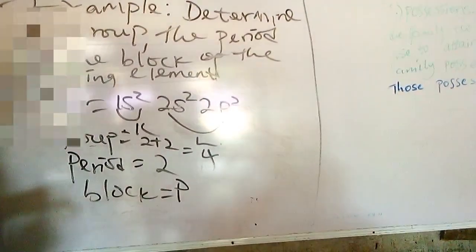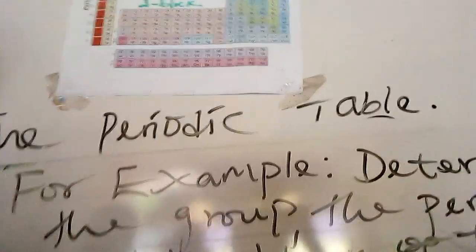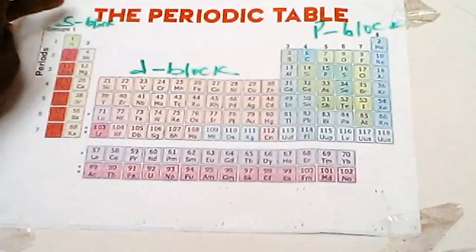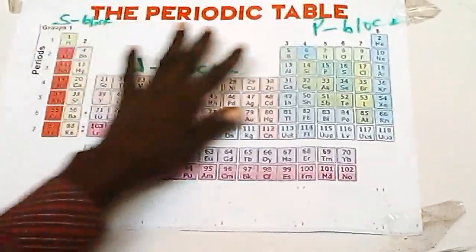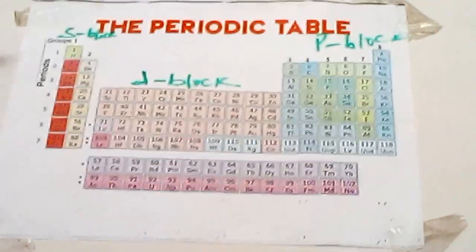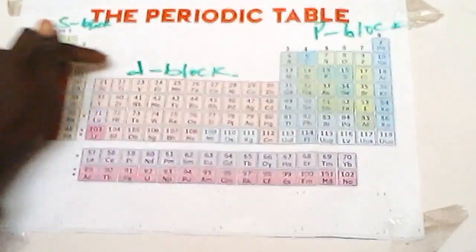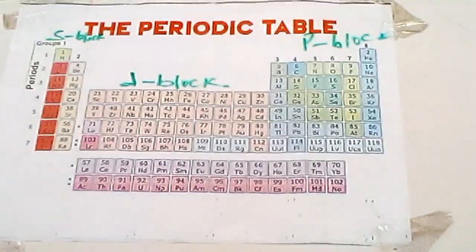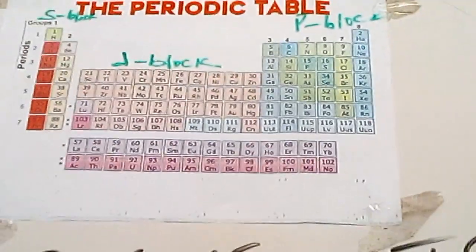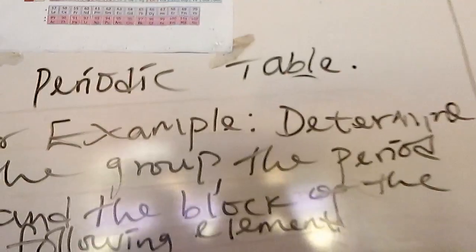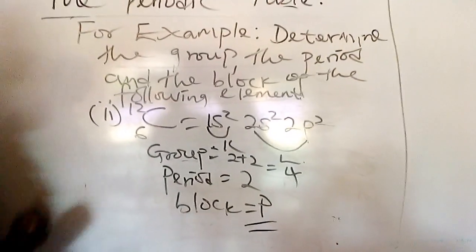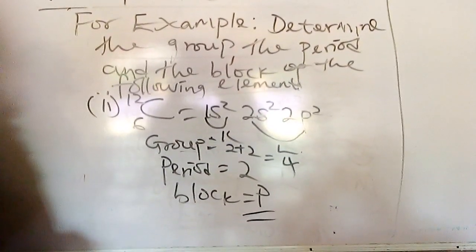So once again, let us verify from our periodic table. We say carbon belongs to group 4. This is group 1, group 2, these are the d block, group 3, group 4. Look at carbon, group 4. It belongs to period 2. Don't forget, this is period 1, this is period 2, and this is carbon. And the block, look at it, is block p. So with this we are done with how to use the electronic configuration to determine the group, the period, and the block of the elements.